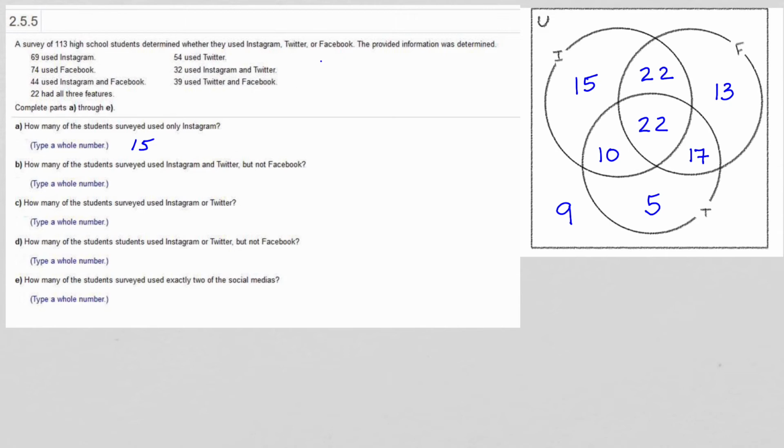In the next question, it says, how many of the students surveyed used Instagram and Twitter, but not Facebook? Okay, so now I'm looking at Instagram and Twitter. So I'm looking for where those two overlap, and that's here. But then I don't want them to use Facebook, so we don't want to use this 22 in the center. So that leaves me the 10 right here. It's inside the circle of Instagram. It's inside the circle of Twitter. It's outside the circle of Facebook. So that's 10.